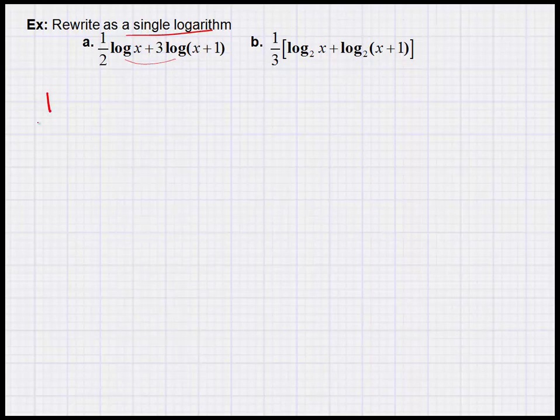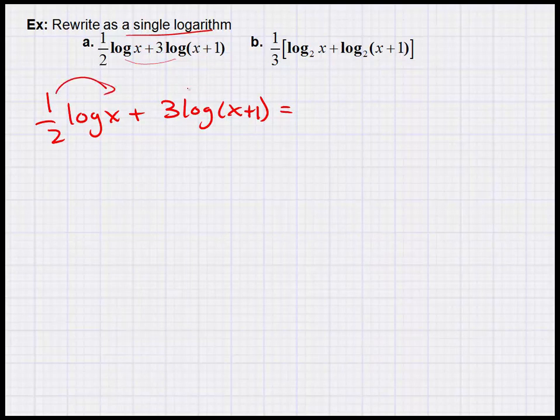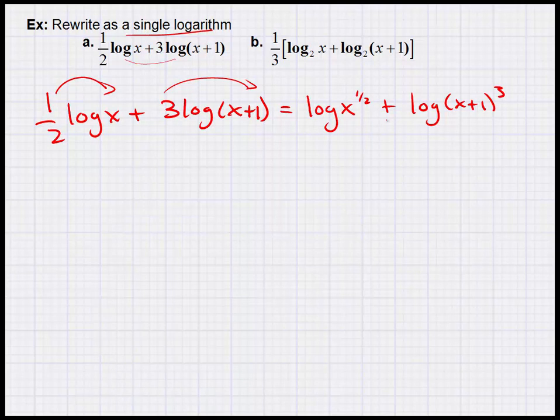So if I look at this 1/2 log x plus 3 log x plus 1, what's going to happen is this 1/2 is going to come in, this 3 is going to come in. So this is going to be log of x to the 1/2 plus log of x plus 1 to the third. Now, since these logs are added together, I can write it as a product. In that case, log of, I'm going to say square root of x, that's x to the 1/2, times x plus 1 to the third. And that would be my final answer.